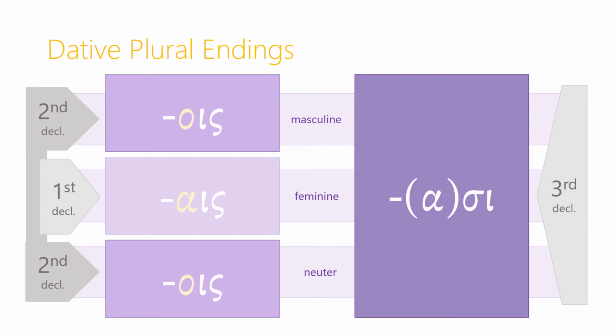When you add the second and first declension connecting vowels, you end up with the endings ois in the masculine, ais in the first declension feminine, and second declension neuter is ois, just like the masculine. And just like masculine and neuter nouns tend to share the same forms in the genitive case, so too in the dative case they tend to share the same forms. And the second declension masculine and neuters really only vary in the nominative and in the accusative, and sometimes the vocative. And the third declension ending is just this sigma iota ending, sometimes with an alpha before it.